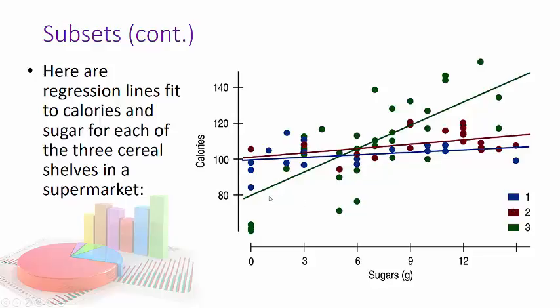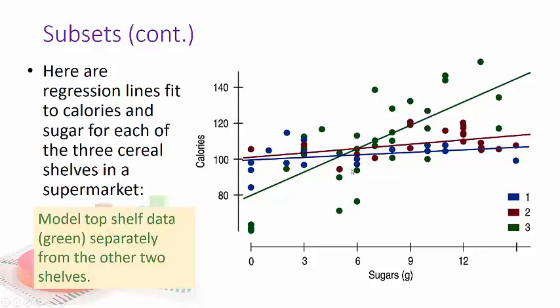So if you look at the data, you can see that there are different correlation lines here. Here's the red and the blue. Those are pretty similar correlation lines. But the green one, as you can see, is markedly different than the other two. So it would be appropriate to model the top shelf data separately from the other two shelves. Okay, primarily those other two shelves, again, are more geared at kids, and the top shelf is more geared towards adults.